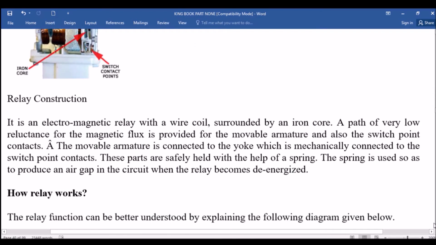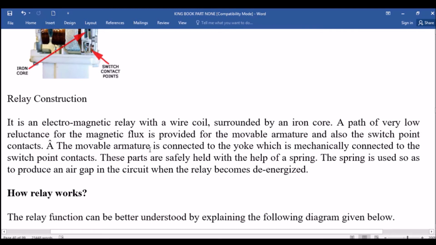Relay construction. It is an electromagnetic relay with a wire coil surrounded by a nylon core. A path of very low reluctance for a magnetic flux is provided for the movable armature and also the switch point contacts.